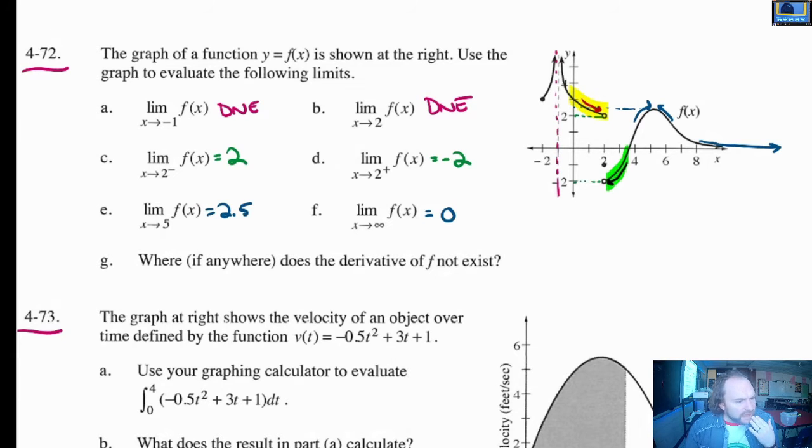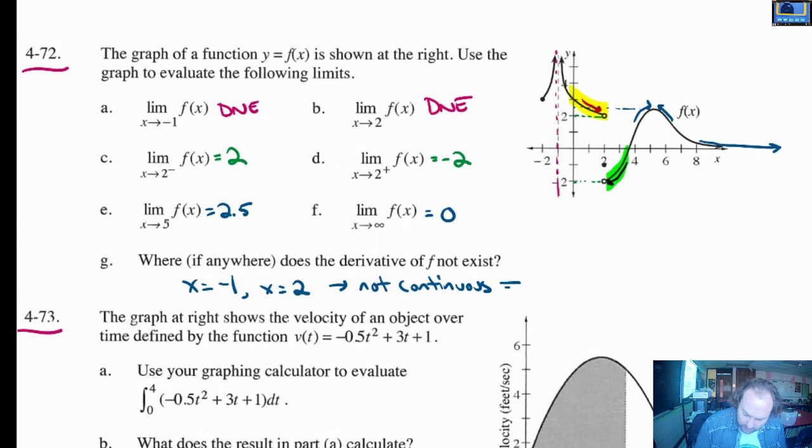G asks, where, if anywhere, does the derivative not exist? So I see a bunch of different places. X equals -1 is a continuity problem, and x equals 2. There, the graph is not continuous. And so, therefore, it is not differentiable there. I don't see any sharp corners on this graph. I don't see any cusps, so those are other places where it would not be differentiable.